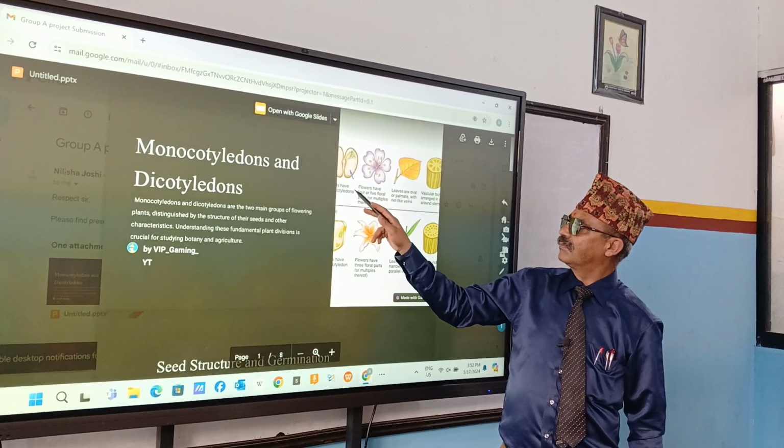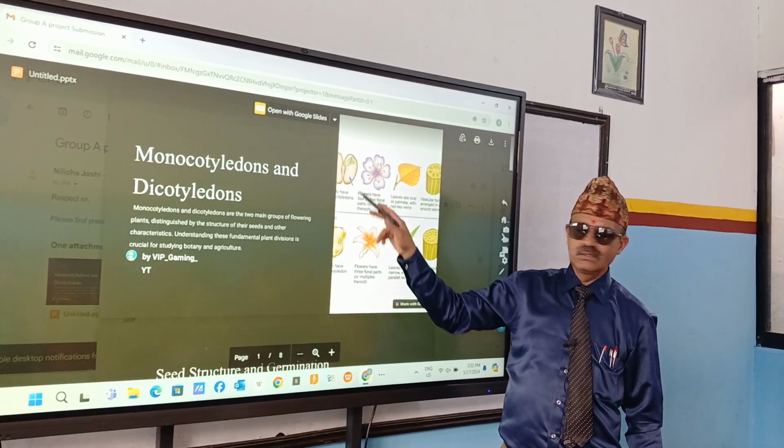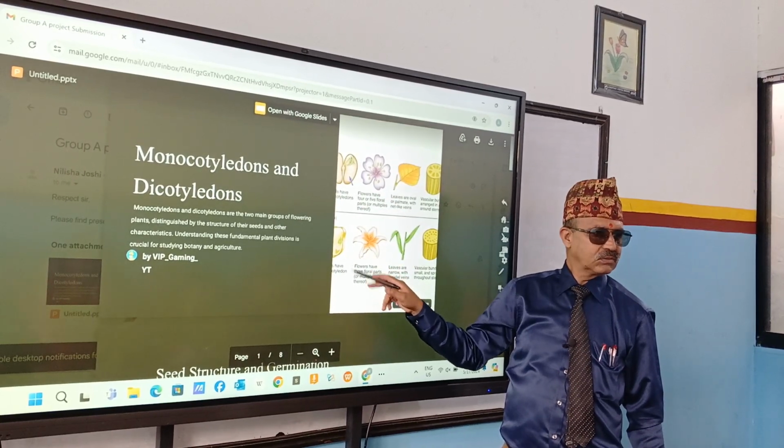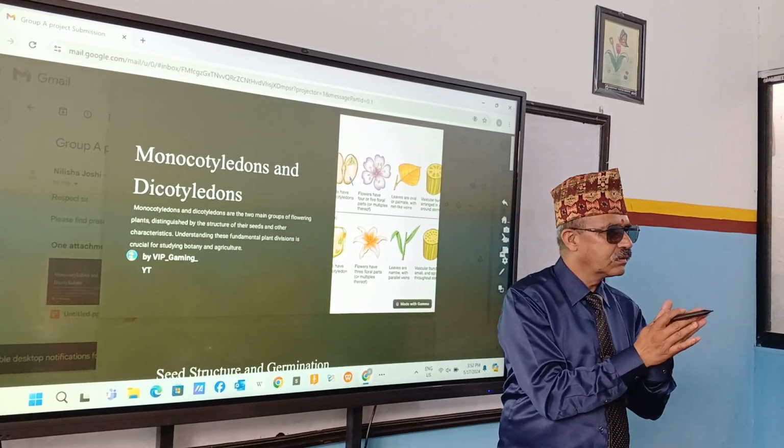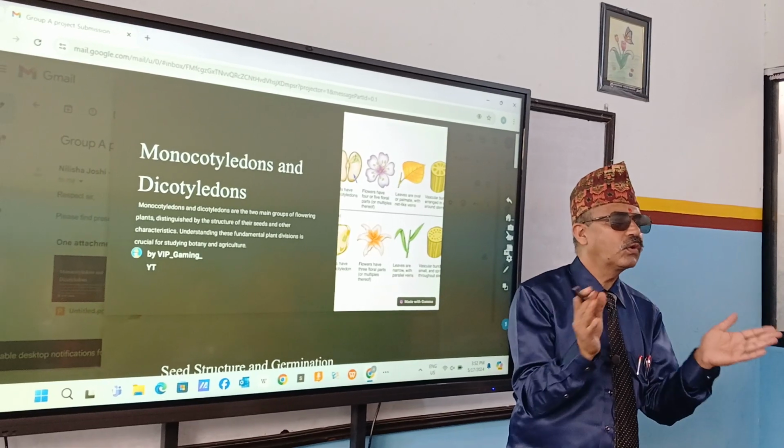I think this is the seed of a bean. It may be a maize seed. So in this way you have to remember. Monocotyledon contains 1 cotyledon. Dicotyledon contains 2 cotyledons.